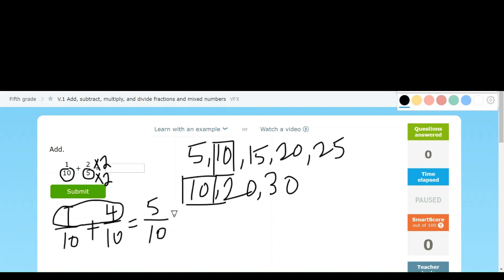And now we check to see if we can simplify our fraction. Well, notice how we can divide the top and bottom by 5. 5 divided by 5 is 1. 10 divided by 5 is 2. So our simplified answer is 1/2.